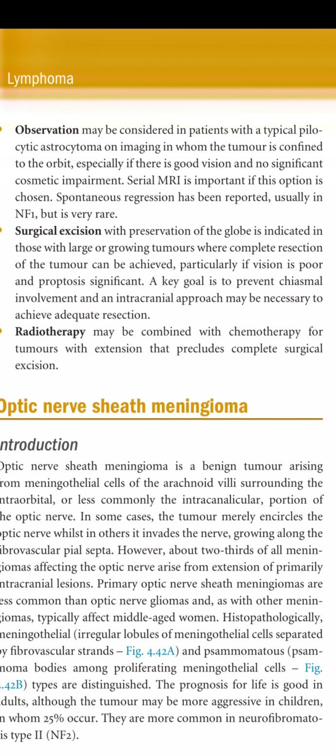Surgical excision with preservation of the globe is indicated in those with larger or growing tumors where complete resection can be achieved, particularly if the vision is poor and proptosis significant. A key goal is to prevent chiasmal involvement, and an intracranial approach may be necessary to achieve adequate resection. So whenever there is a chance that the tumor is spreading intracranially to the hypothalamus and chiasmal area, you can remove it, and you can also remove it if there is poor vision and significant proptosis as well.